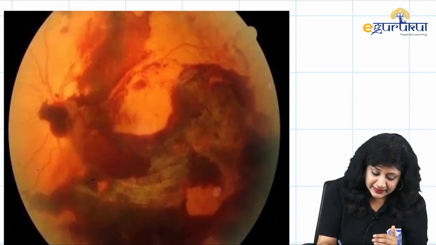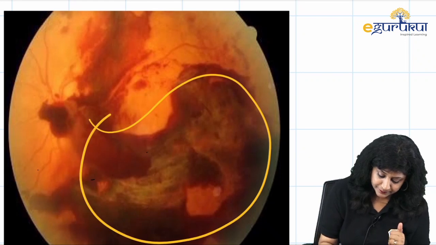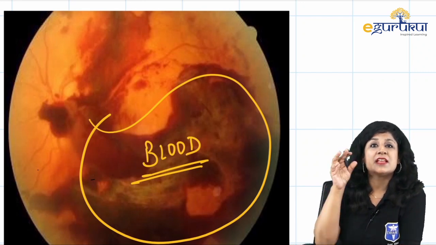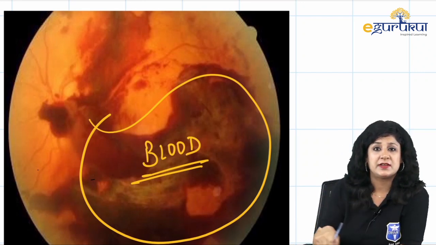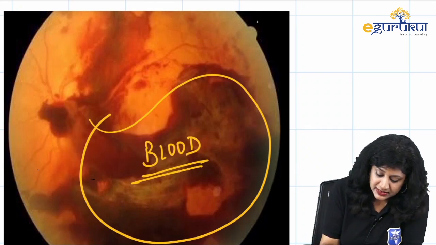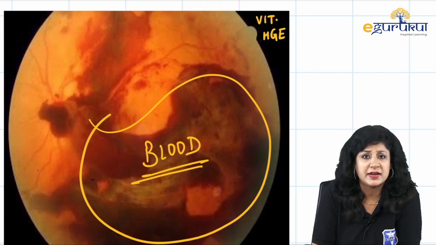Okay. Now the second important thing, can you see the fundus here? Inside the fundus we have a lot of blood here. You are able to see a lot of blood. So what is actually this blood? This is hemorrhage, and where is it present? Inside the fundus, that is the vitreous cavity. So this is actually your vitreous hemorrhage. This condition is called vitreous hemorrhage.